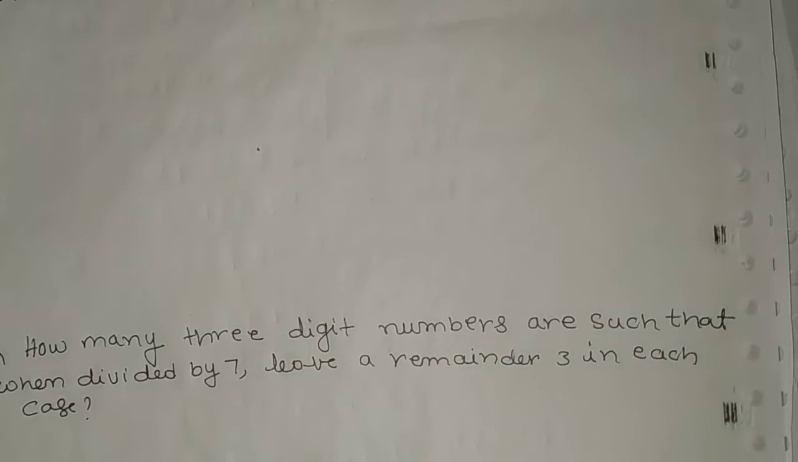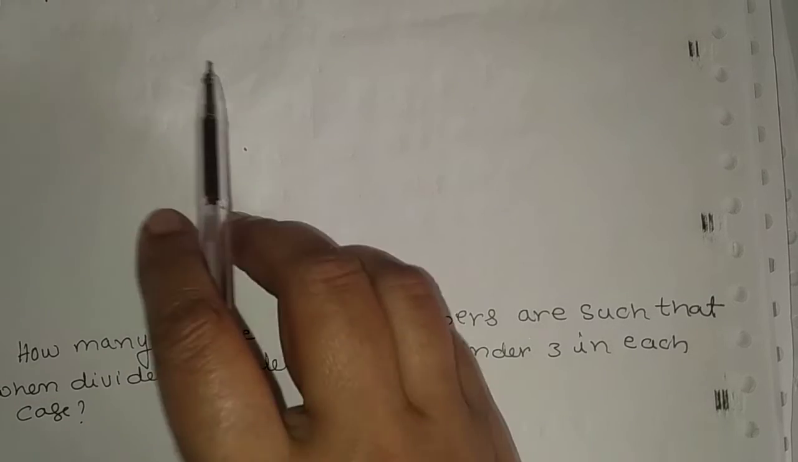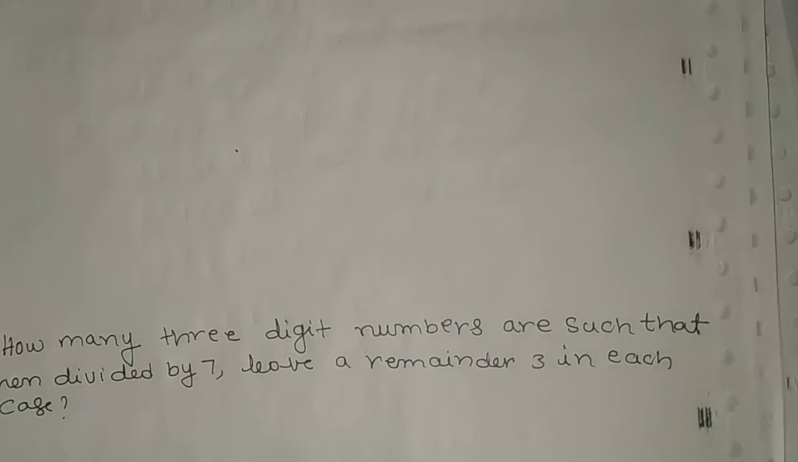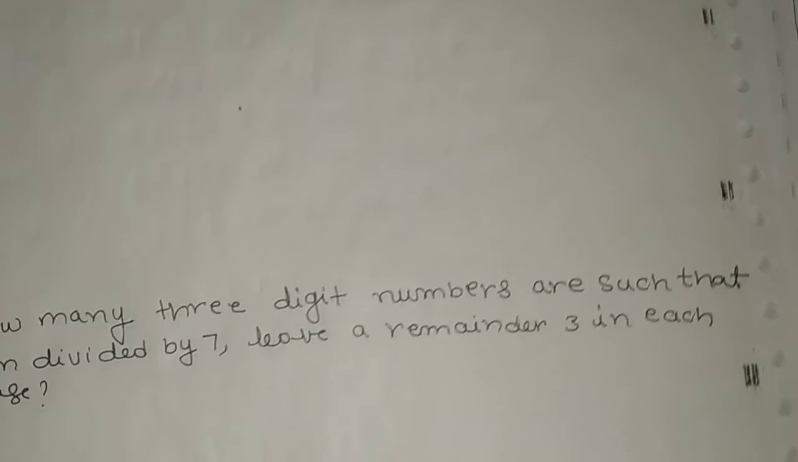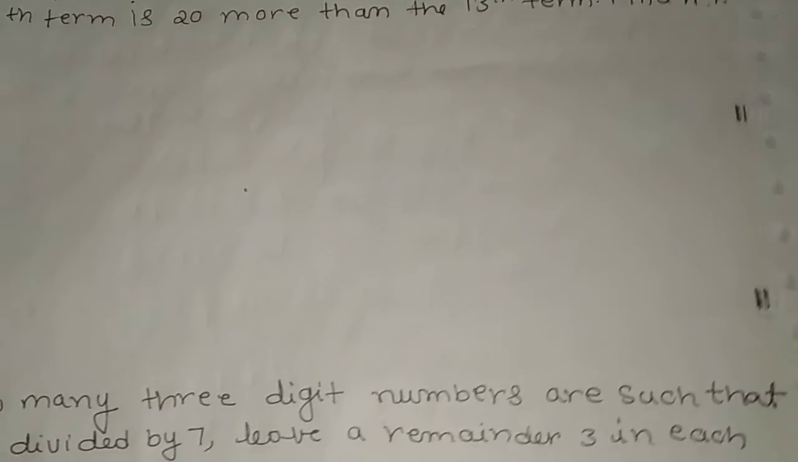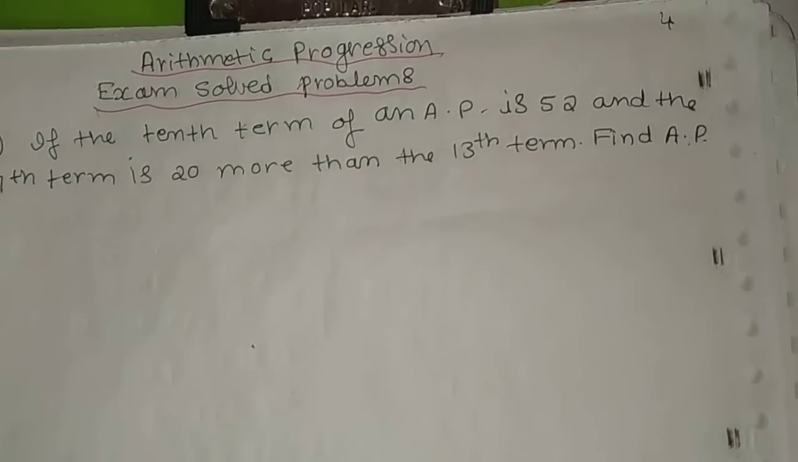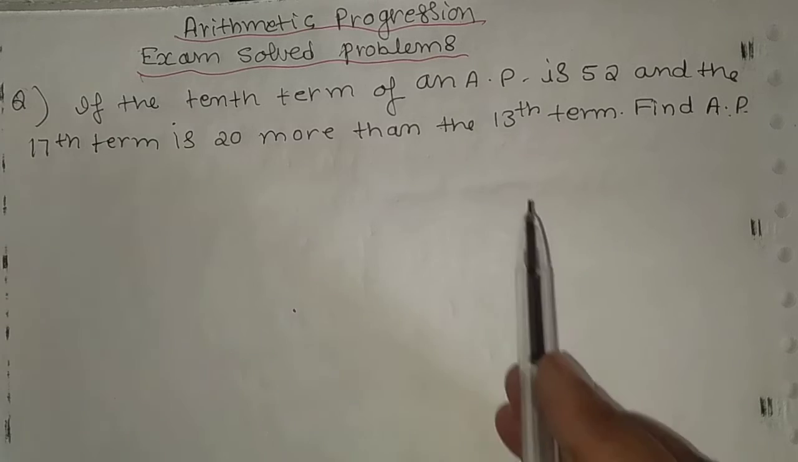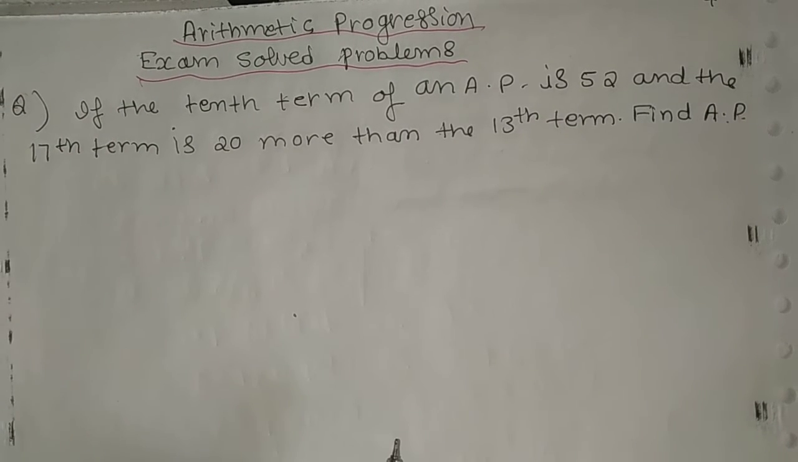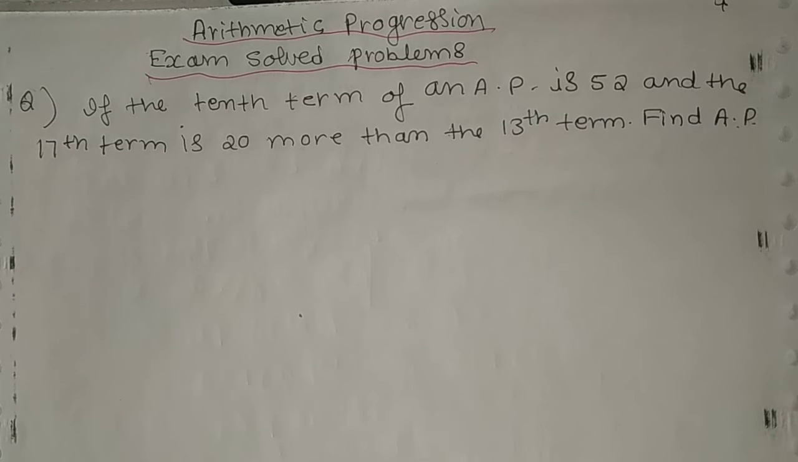We'll move on to the next problem. Here the problem given is: if the 10th term of the AP is 52 and the 17th term is 20 more than the 13th, find the AP.